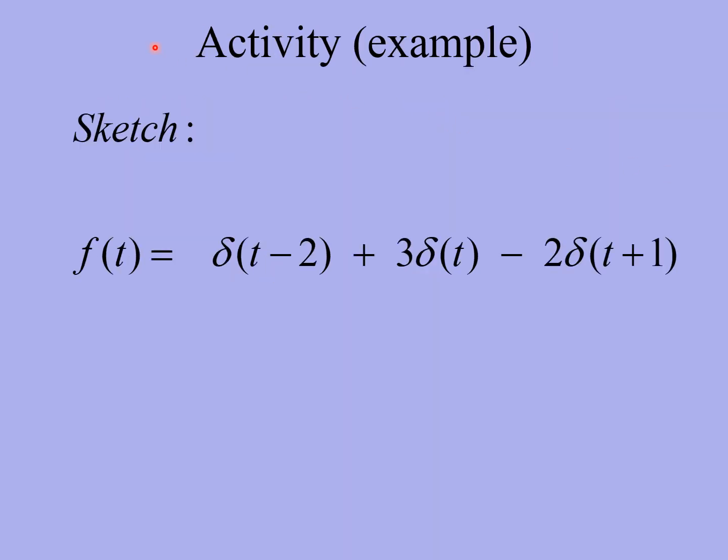So here's an activity for you to go ahead and make a sketch of the following function. f of t is equal to delta of t minus 2 plus 3 times delta of t minus 2 delta of t plus 1. So again, please pause the video and go ahead and sketch this.